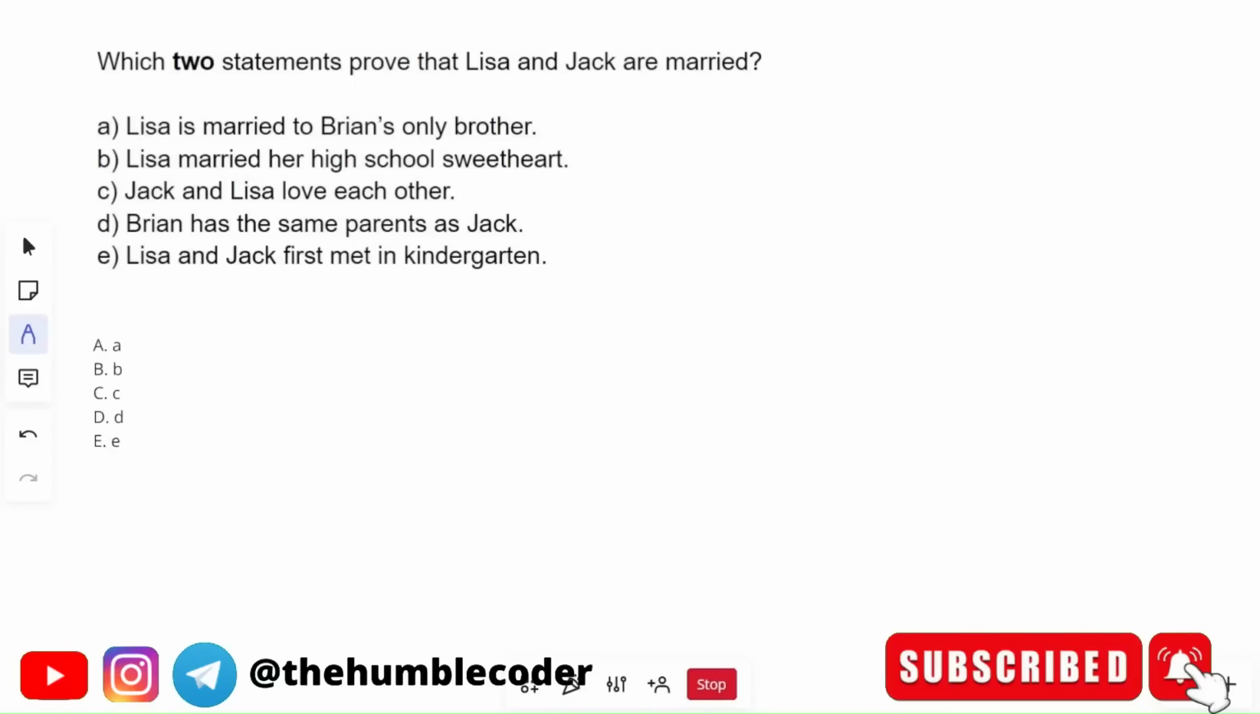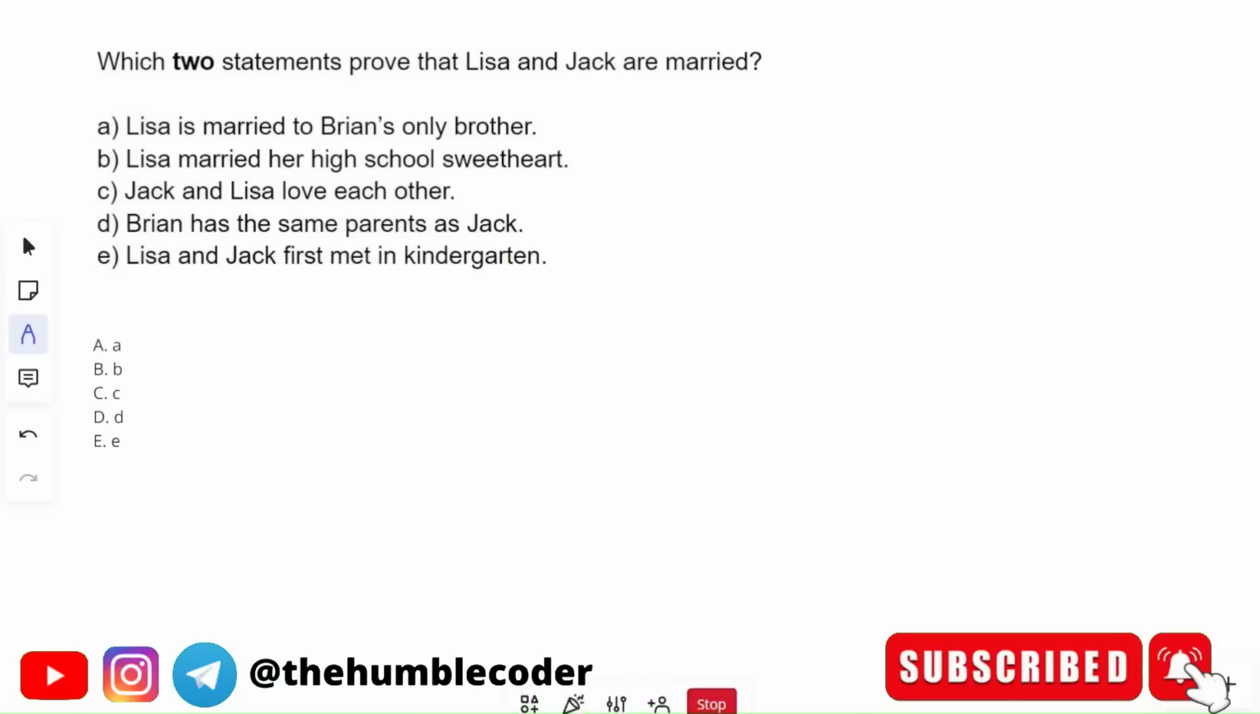Lisa is married to Brian's only brother. Okay, let's see next. Lisa married her high school sweetheart. Next is Jack and Lisa love each other. Next is Brian has the same parents as Jack, and last is Lisa and Jack first met in kindergarten. Okay, see, there are a few things here.